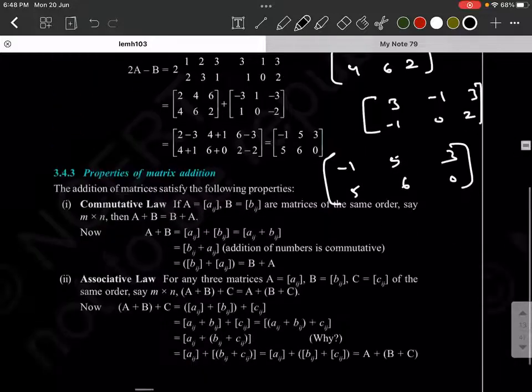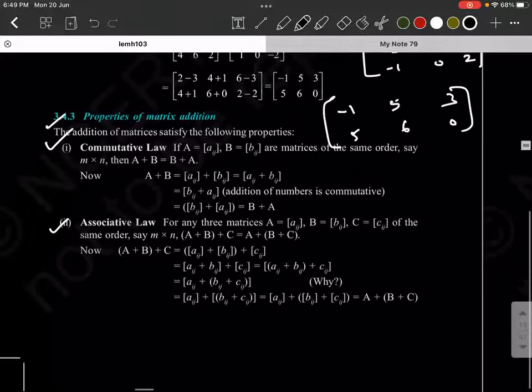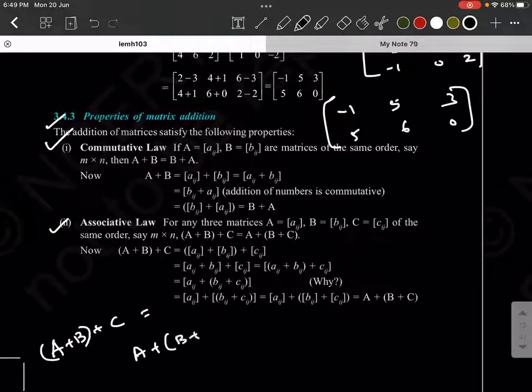Correct? So next is properties of matrix addition. Okay, the first thing is commutative law. What does commutative law state? A plus B is the same as B plus A. Two matrices of the same order M cross N are given to you. Then A plus B is the same as B plus A. Then what is the second law? Associative law. What does it state? So if you add A plus B first and you add it to a third matrix C, it is the same as adding the first matrix to the sum of the other two matrices. Correct?